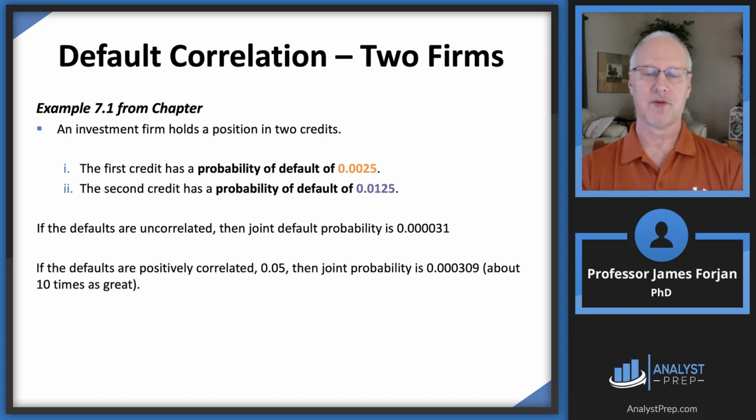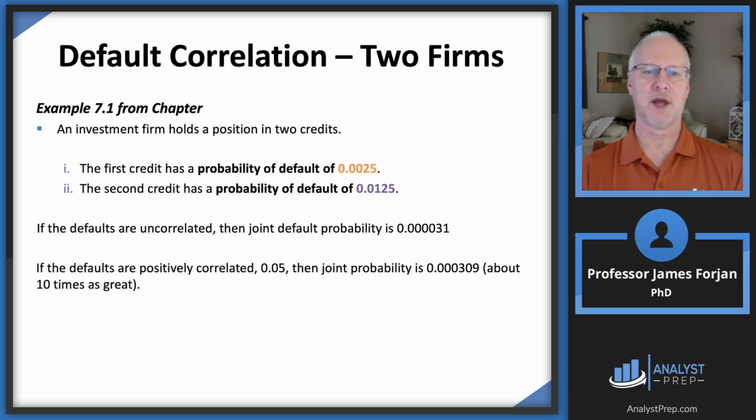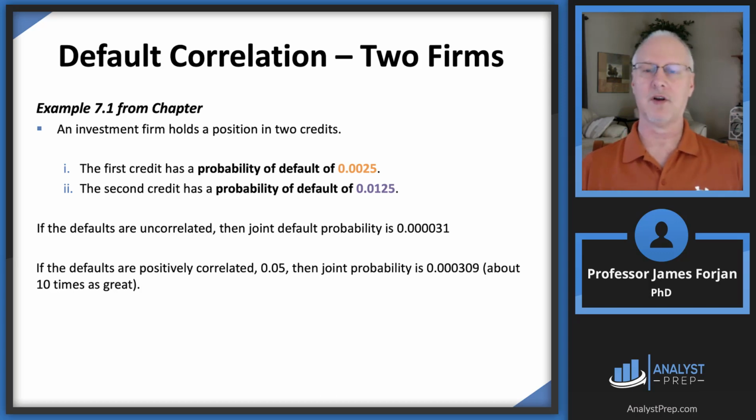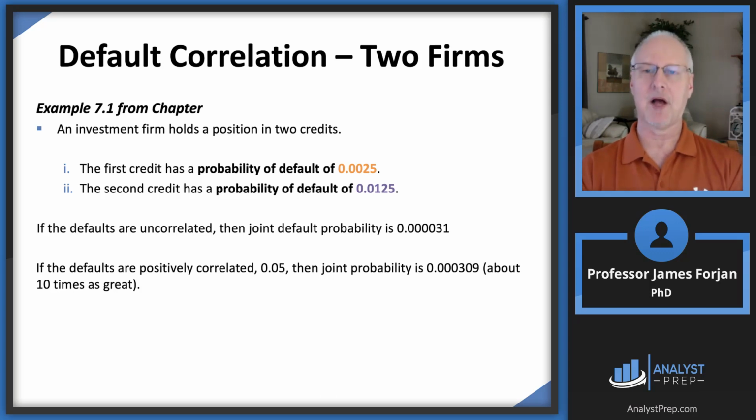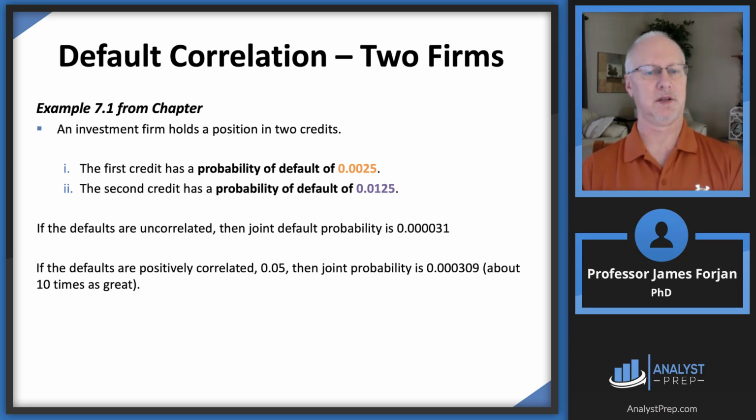However, if those defaults are positively correlated, let's just throw in a number there that your chapter does, 0.05, then the joint probability is just 3 zeros and then about a 31. So it's about 10 times as great. And so I put this here on the slide to illustrate the value of that assumption that the defaults are uncorrelated. If they're uncorrelated, then we have almost no probability of those lightning bolts hitting each other. But as we get into positive correlations like 0.02 and 0.05 and 0.1 and 0.2, I think the chapter gives an example of a 20%. Then those joint probabilities increase. Okay, that should make perfect sense.